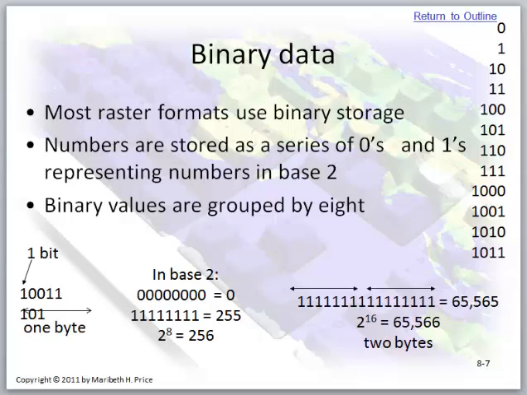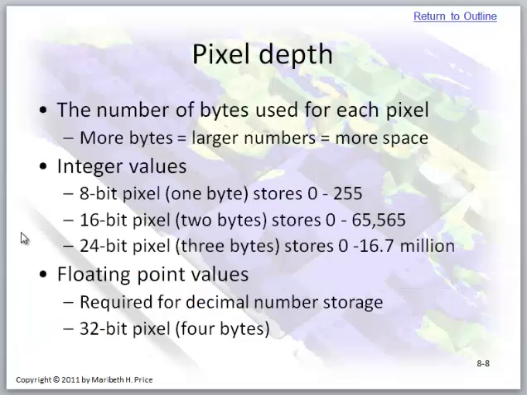But we're using binary data. Most raster formats use that method. It is stored as a series of zeros and ones representing numbers in base 2. And binary values are grouped by 8. Pixel depth is the number of bytes used for each pixel. More bytes equals larger numbers, which means more space. And here we have an 8-bit, 16-bit, and 24-bit pixel storing 1 byte, 2 bytes, or 3 bytes. Again, going to zip through it very quickly.